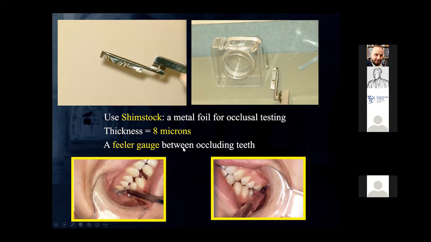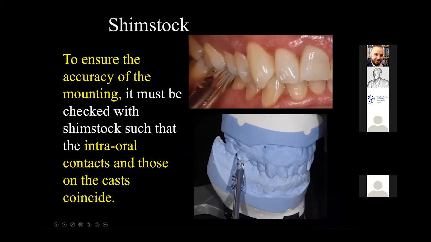You see what I mean? Because it is 8 microns thick, it doesn't have ink, of course, so it doesn't mark the teeth. The importance of that is that you can check whether the articulation of models is correct or not. When you take impressions for study models, pour them with stone, cast them, put them in an articulator and use the bite registration material, sometimes there are potential errors in the articulation. So you have an 8 micron gauge.